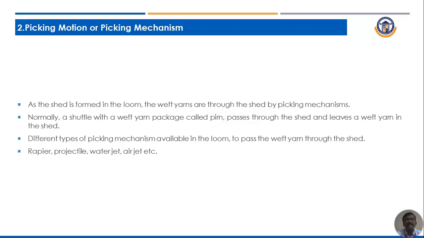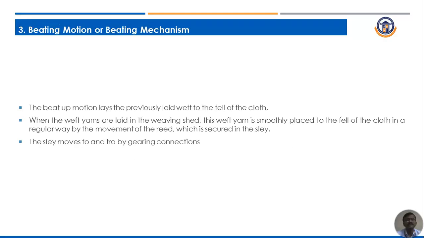But in the latest mechanisms of modern looms, rapier, projectile, water jet and air jet are some of the mechanisms used to insert the weft yarn into the warp sheet. Next, beat up motion or beat up mechanism: the last inserted pick on the fabric is called the fell of the cloth.